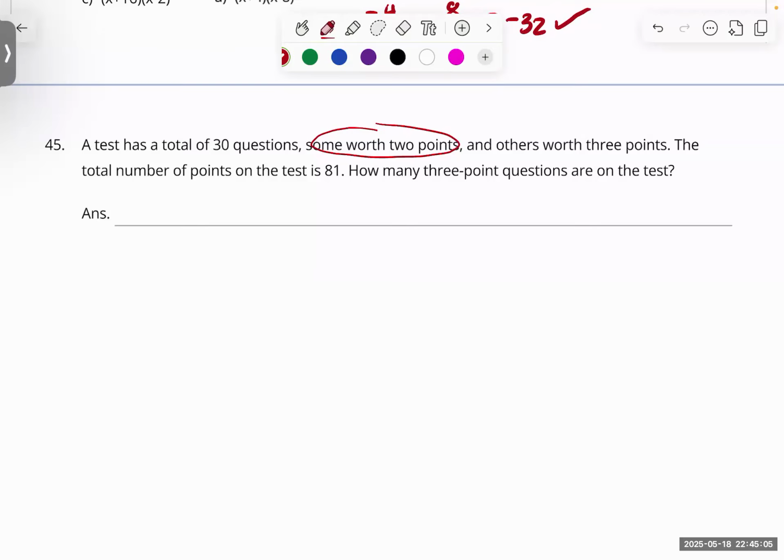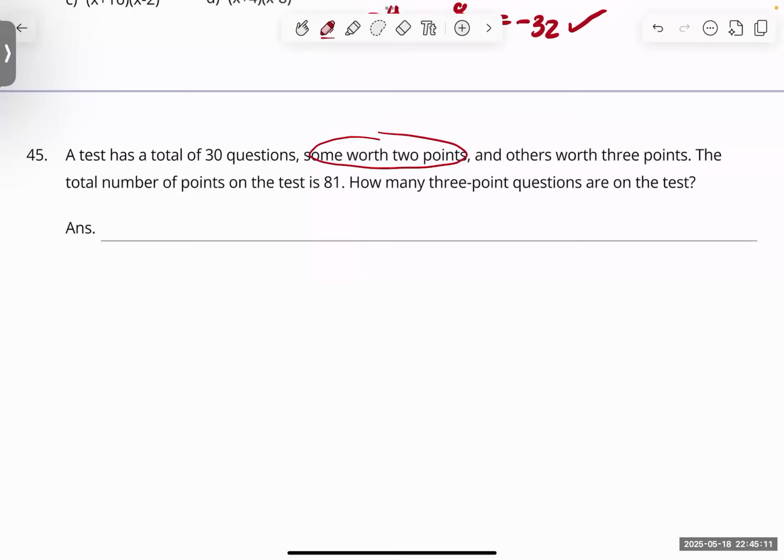So for this question, there's probably other ways to solve it, but I'm going to solve it using a system of equations because that's how I know how to do it now. If you have another method, go with it. Again, everything I'm showing you on this test is not a you must do it this way. If you have your own way of doing it or you learned it a certain way, you are by all means welcome to use that, right? So for this one, some worth 2 points and others worth 3 points. Well, we don't know what these are. So I'm going to let the questions that are worth 2 points be X and others that are worth 3 points be Y. I'm so creative with my variables.